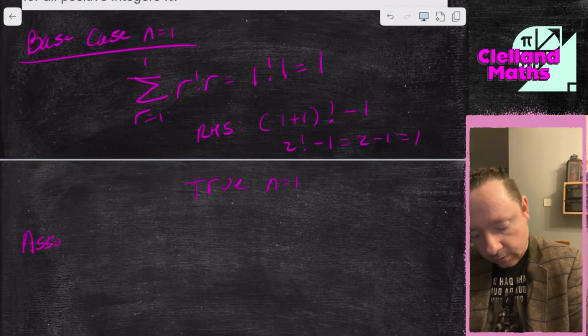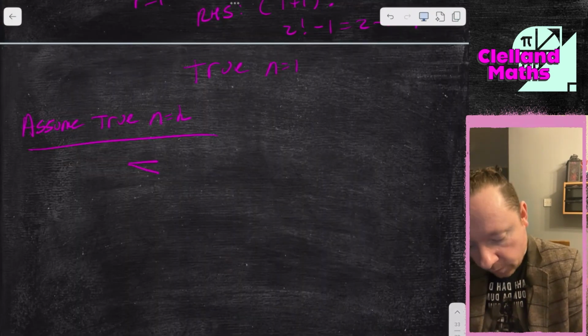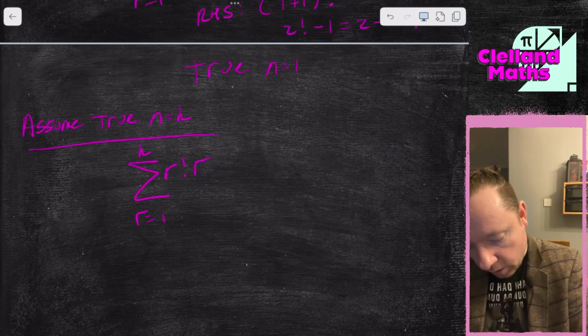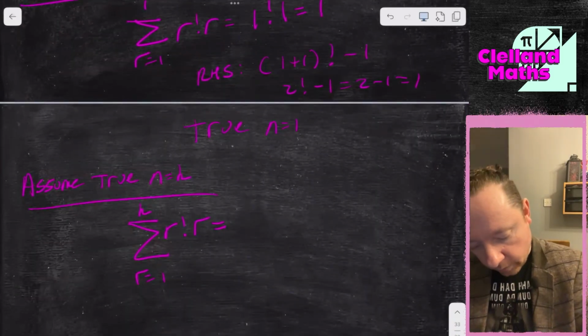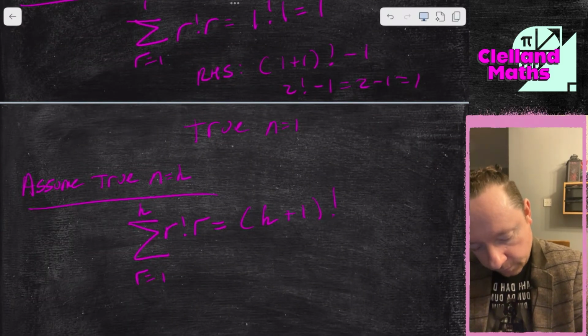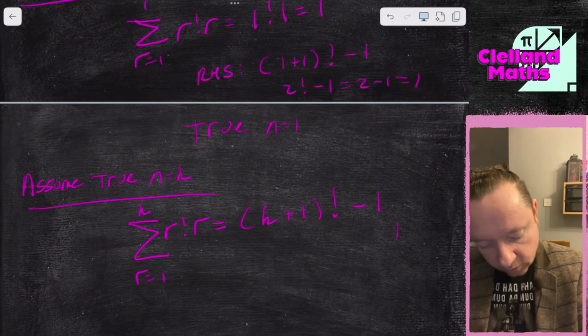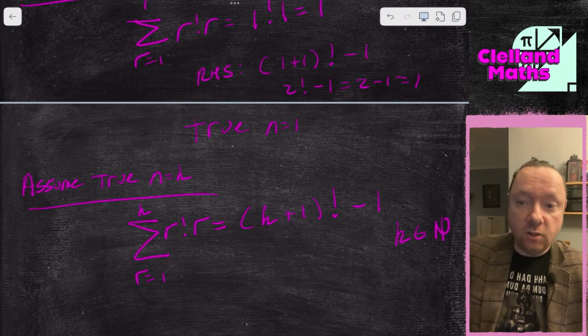Assume true for n equal to k. So the sum of r equals 1 to k of r factorial r equals k plus 1 factorial minus 1, for some k, a member of the natural numbers, or z plus, then positive integers, same thing.